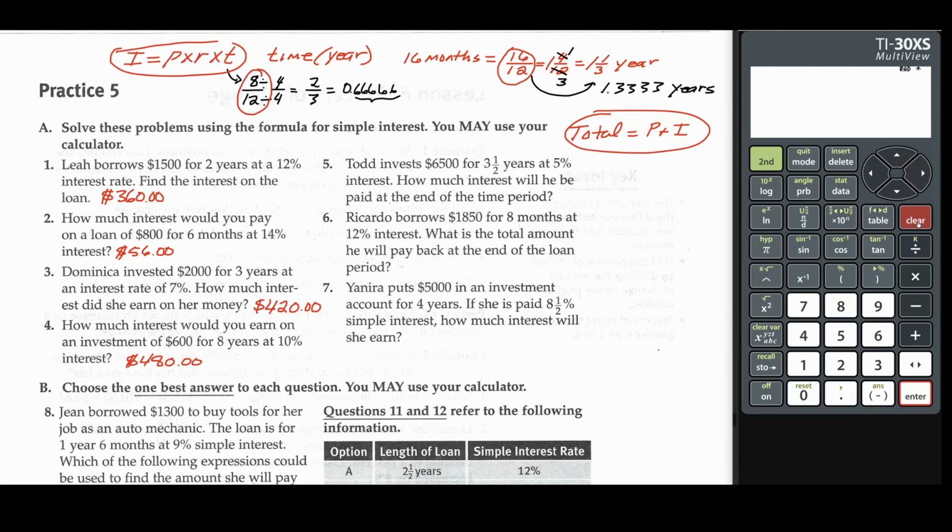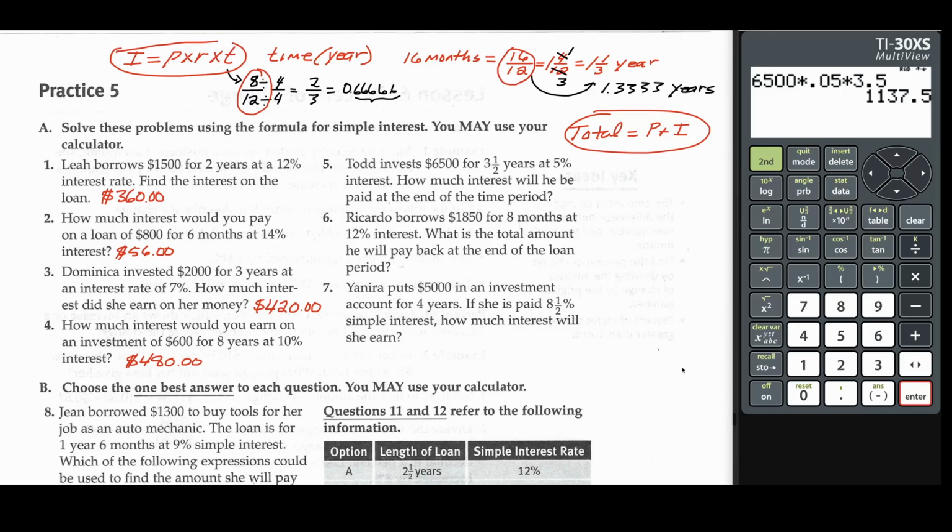Number 5, let's clear the screen first. Todd invests $6,500 for 3.5 years at 5% interest. How much interest will he be paid at the end of the time period? Okay, again, it's asking you for interest. So we are going to do the same. Punch in 6500, multiply that by 5%. So if you want to, 5% is like 0.05. Multiply that by 3.5 years. If you don't want to do a fraction, then you can say 3.5 is like 3.5. So put 3.5, press enter. Now that's the amount.